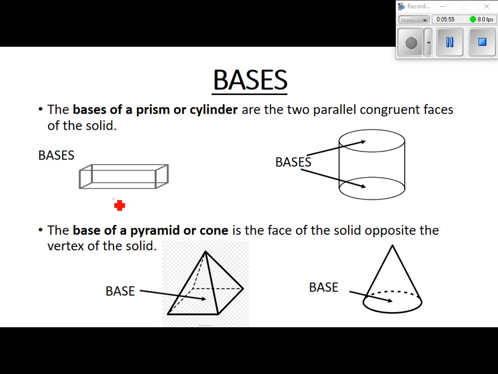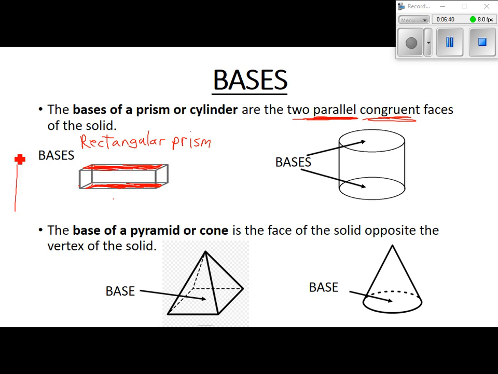So this is a rectangular prism here. We're going to talk about how you name that in a second. But a rectangular prism, a box, the base could be any two faces that match up. And the faces have to be parallel and congruent. So if we're looking at this rectangular prism the way it is, we might consider that face and this top face to be the bases.